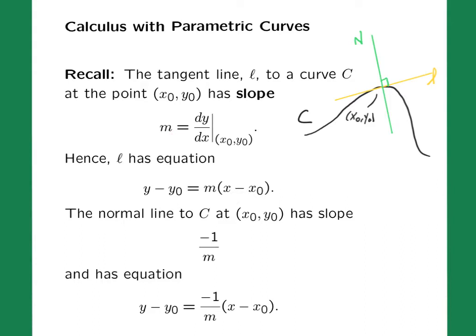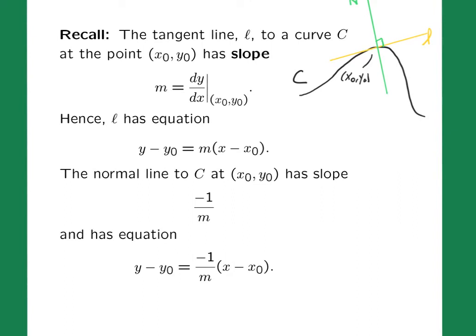And therefore, what is its equation? Well, the equation of this normal line is just going to be y minus the y coordinate of the given point on the line, which is y naught, equal to its slope, which as we said is minus 1 over m, times x minus our given x coordinate, which is x naught.